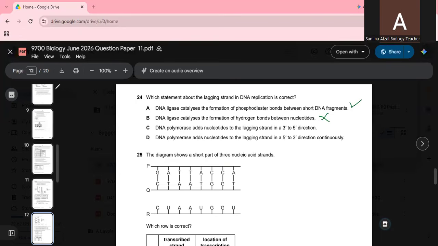C is also, DNA polymerase adds nucleotides to the lagging strand in a 3 to 5 direction. So it is also incorrect. DNA polymerase adds nucleotides in the 5 to 3 direction. So again, it is not correct. D says DNA polymerase adds nucleotides to the lagging strand continuously. D is incorrect because synthesis on the lagging strand is discontinuous, not continuous. So this is not the correct option. Only A is the correct option.